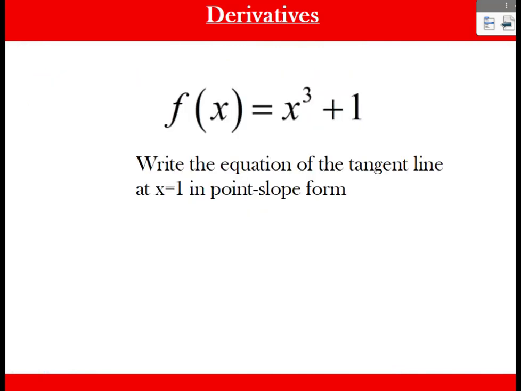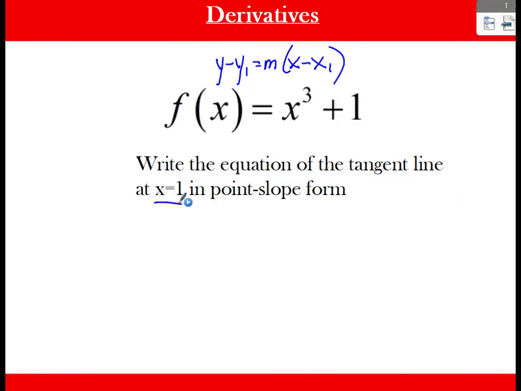Okay. All right, now we're going to write the equation of the tangent line at x equals 1 in point slope. The equation of point slope is going to be y minus y1 equals m times x minus x1. All right, so we need to have the x and y value for the point that it goes through and the slope in order to come with the equation for the tangent line.